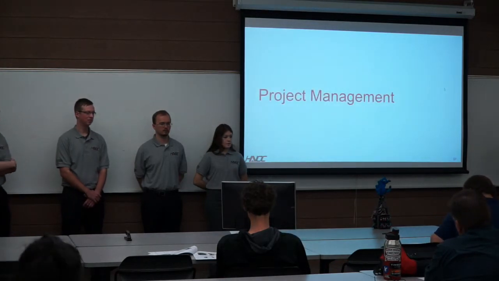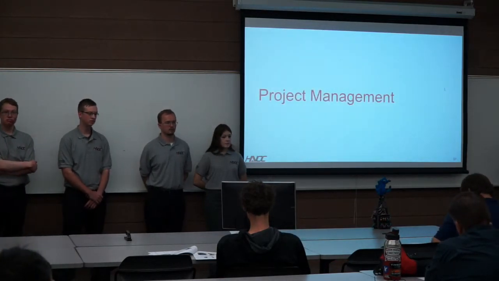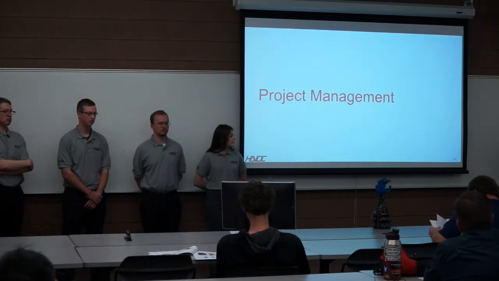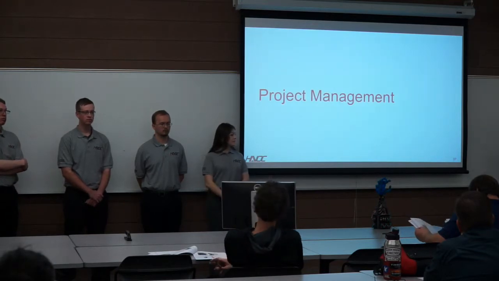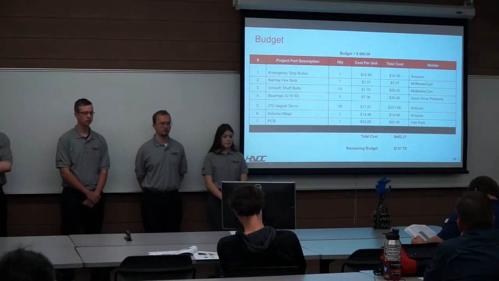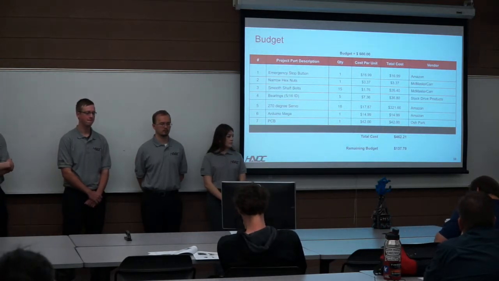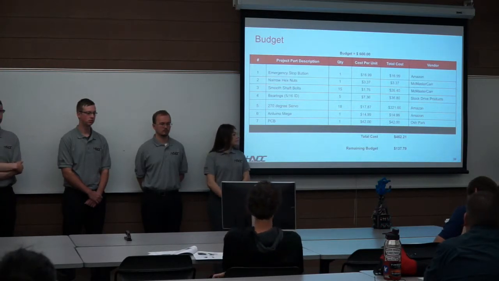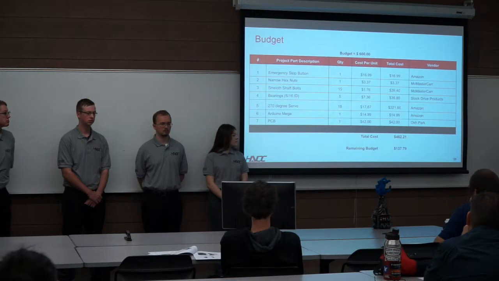So I'm going to dive a little bit more into the project management of this entire project. So we're going to talk mostly just about budget and the Gantt chart, and then we'll go over a little bit of just to summarize the whole project. So starting with the budget, we had $600 total. We did not spend our entire budget. We saved some money, roughly $140. We did not include material costs in that, however.